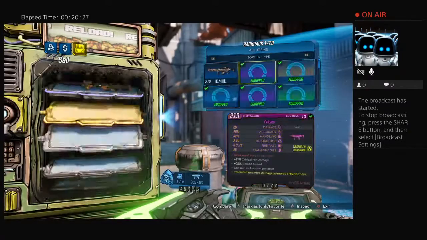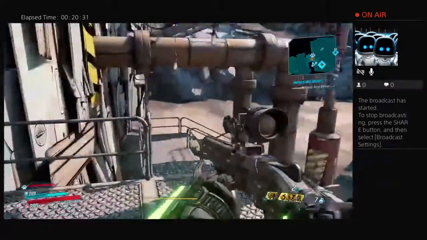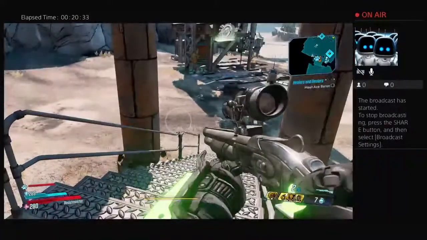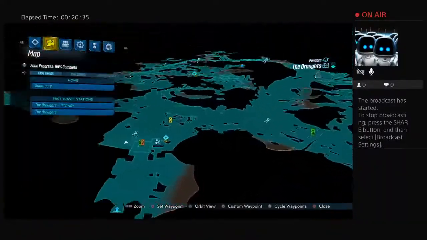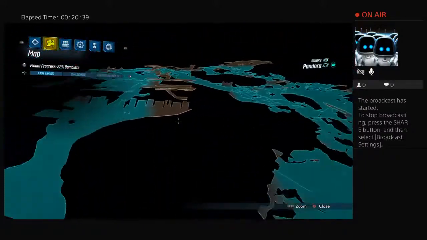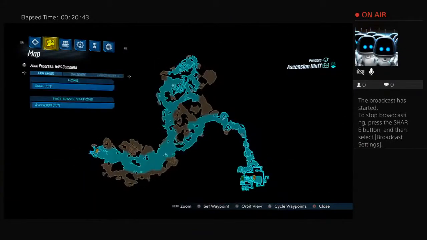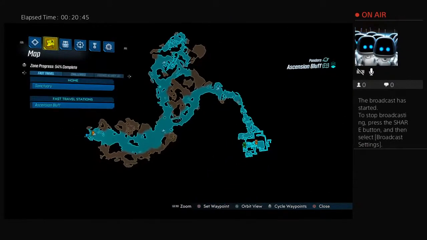Alright, and then a quick Borderlands tip. I would suggest doing the side missions as you get them. There are still some side missions, like if we take a look at the mini-map. Okay, I don't see any here, so that's good. Let's go to another spot. Let's go back to Ascension Bluff and see. Alright, looks like we might have gotten them all.